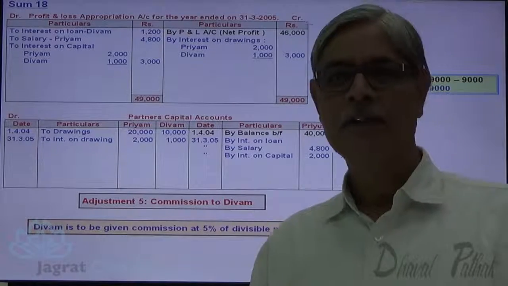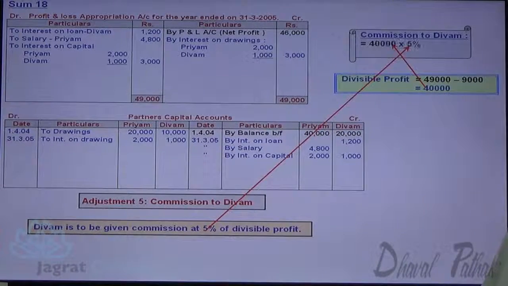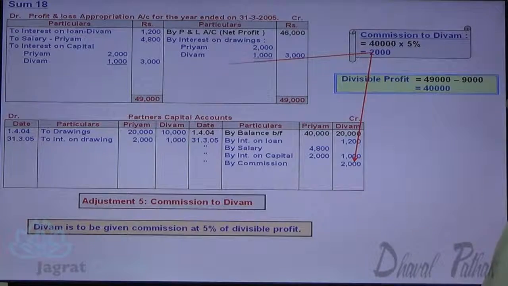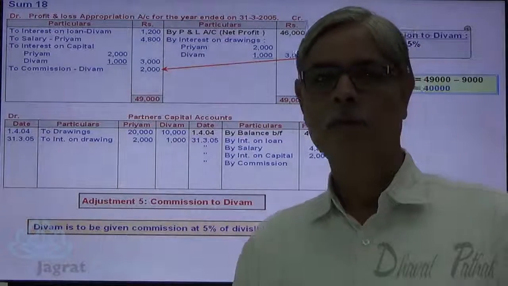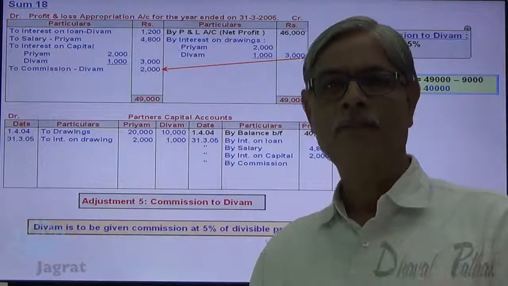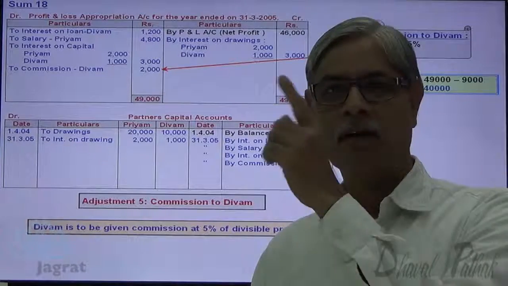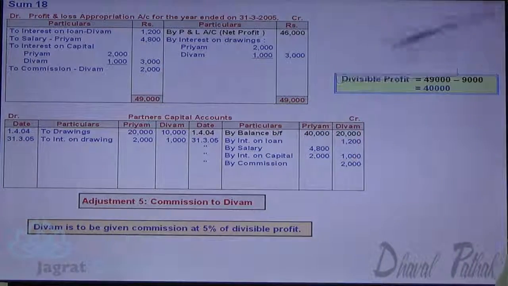So on this divisible profit of 40,000, commission is to be paid at the rate of 5%. So 40,000 into 5%, this is the commission to be paid to Divam. So Divam's capital account is credited and it is debited to profit and loss appropriation account. So out of 40,000, 2,000 commission paid to Divam. What is the divisible profit left? 40,000 minus 2,000, 38,000 is the divisible profit.